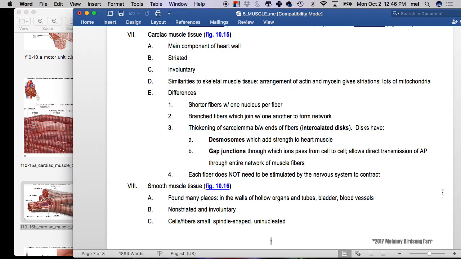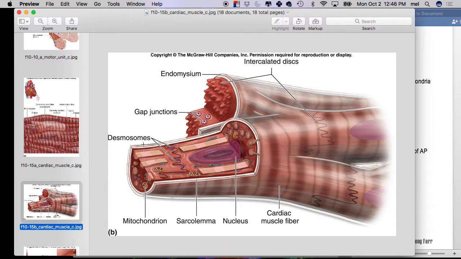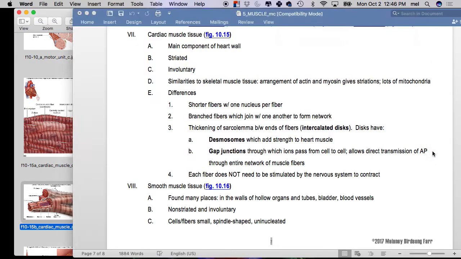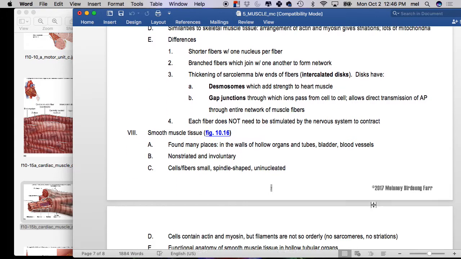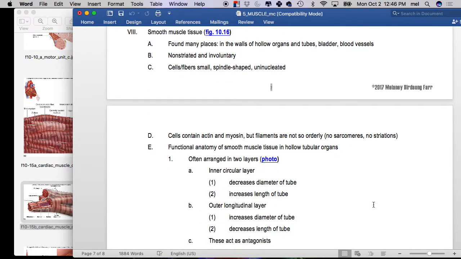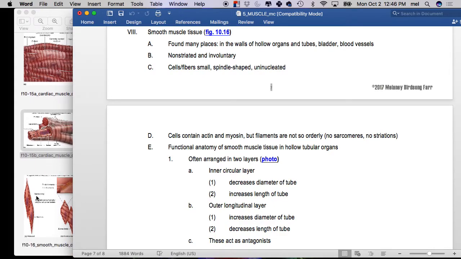So each fiber does not need to be stimulated by the nervous system to contract. And remember that the cells also branch and can communicate with more than one other cell. So it has a lot of similarities and then some differences. Last but not least, let's talk about smooth muscle tissue. You would imagine that smooth muscle does not look like this at all because it's not striated, but it's still kind of similar.